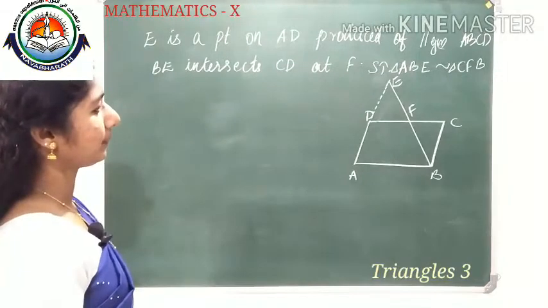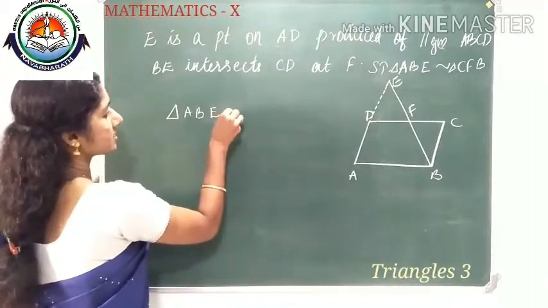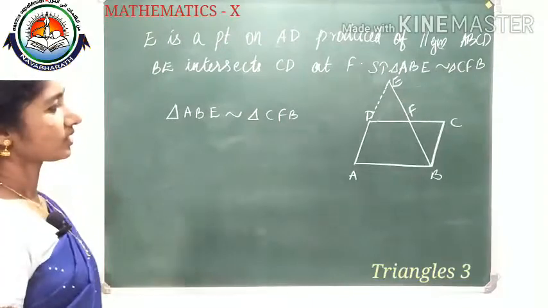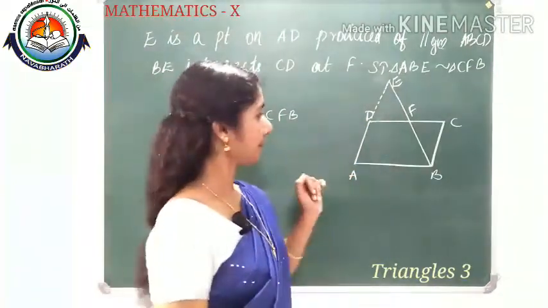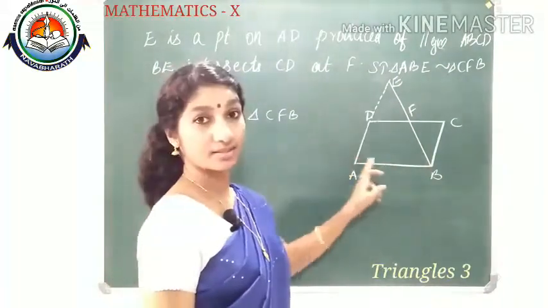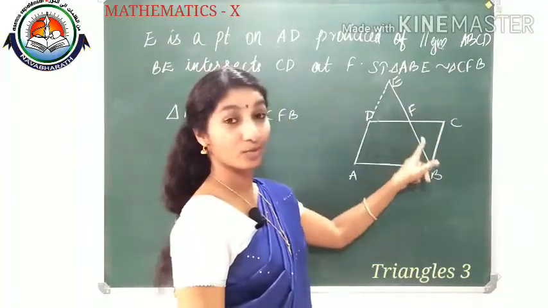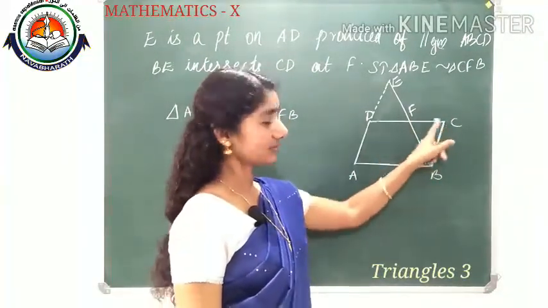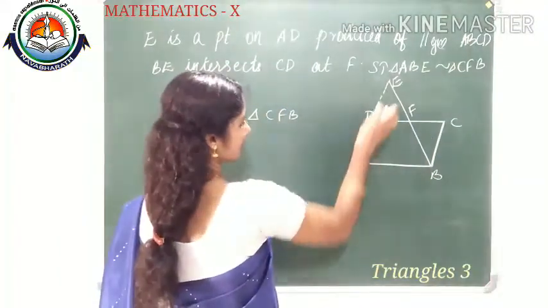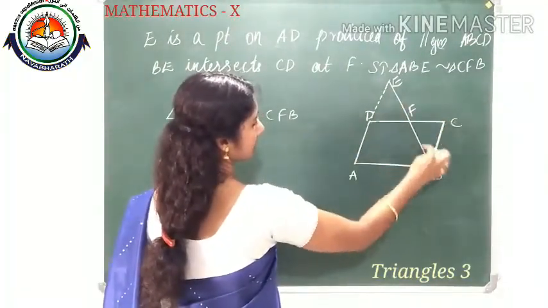We need to prove triangle ABE similar to triangle CFB. See the triangle. So the figure is ready. This is triangle ABE. And CFB, see this small triangle. We need to prove they are similar triangles. For that, see the triangles ABE, one triangle, and CFB, another triangle.